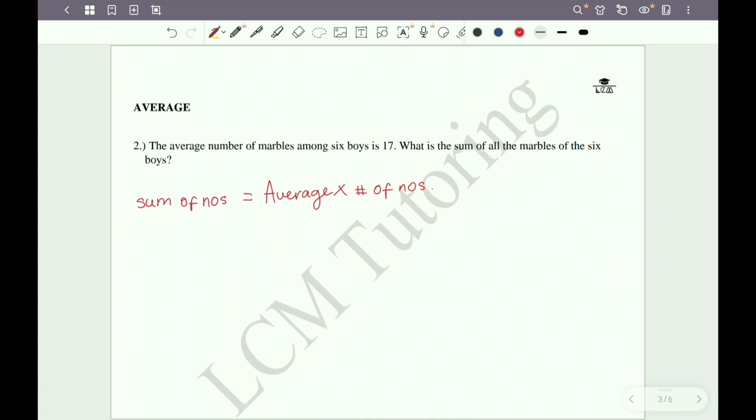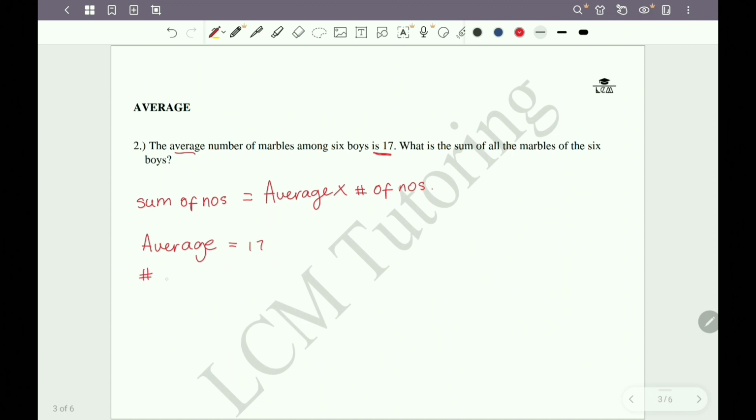That's just basic multiplication and division linkages. So if the average is the sum divided by the number of numbers, then the sum of numbers will be the average multiplied by the number of numbers. And this is very useful, as you will see in the following questions. But let's just practice finding the sum. We know that the average is 17, right? So don't get mixed up with that. It says the average number of marbles among 6 boys is 17. So the average is 17.